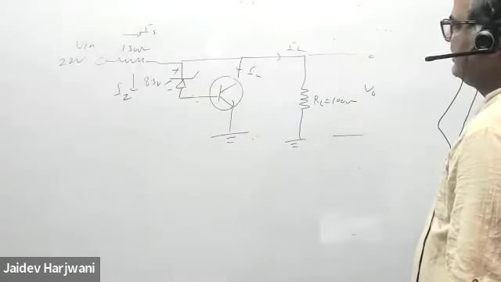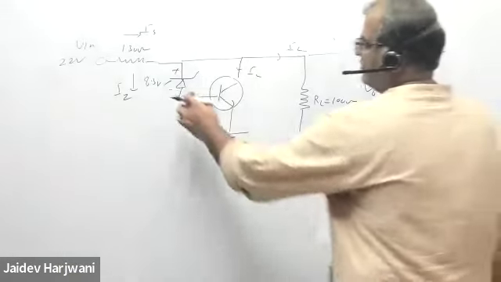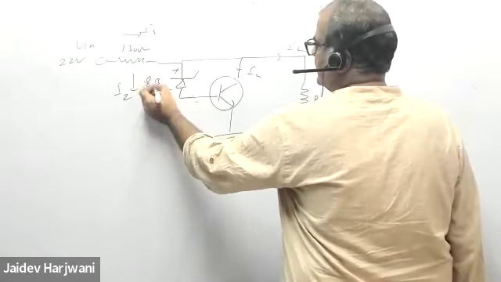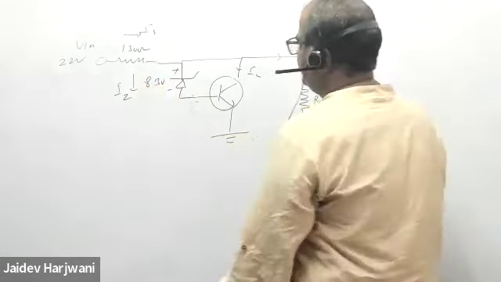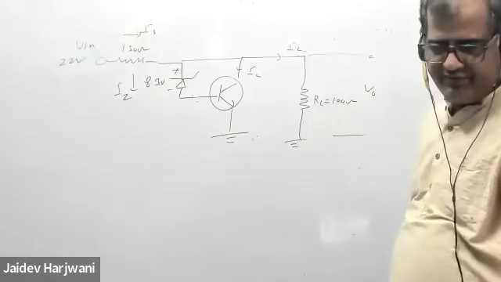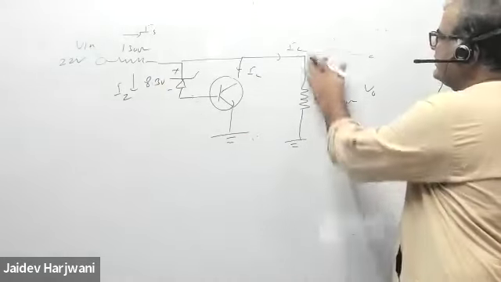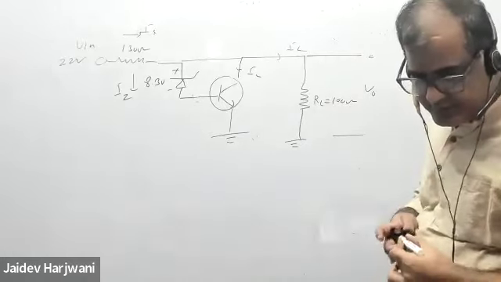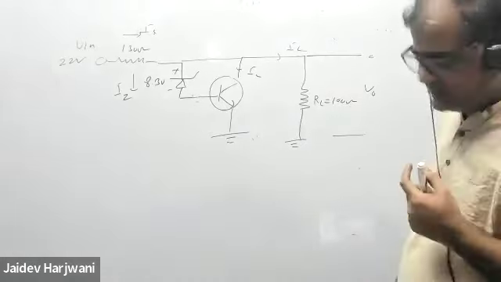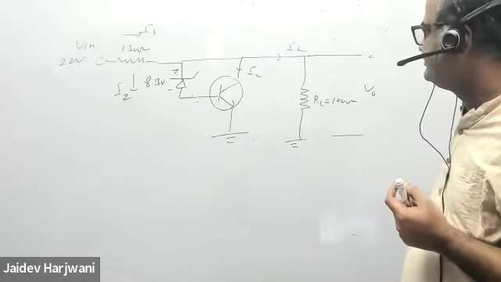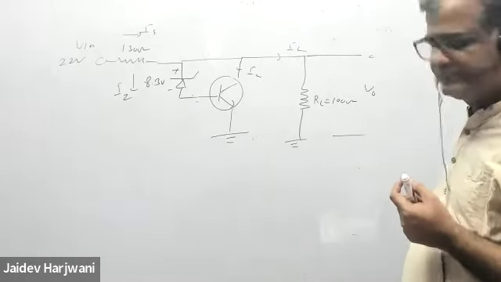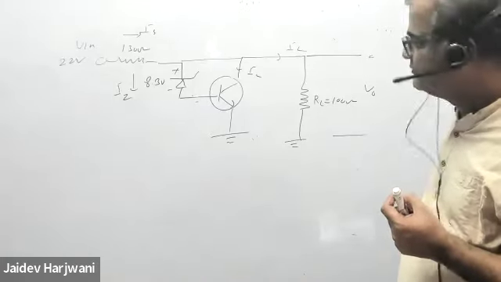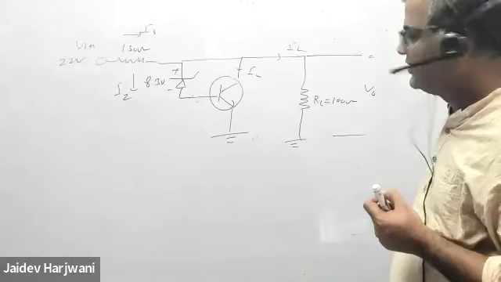So first of all, tell me whether this zener is on or off. It requires 8.3 volt. So whether this zener is on or off, can anyone tell me? Gautam? Ajad? It is on, sir. It is on, okay.